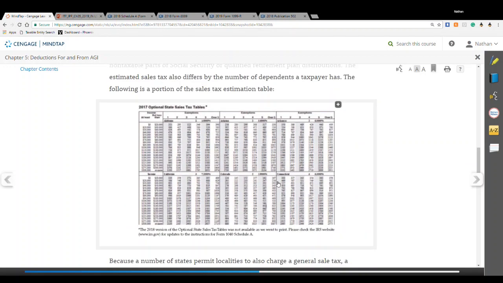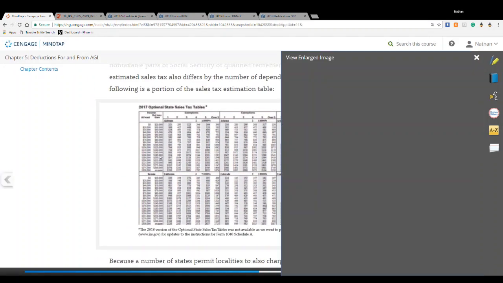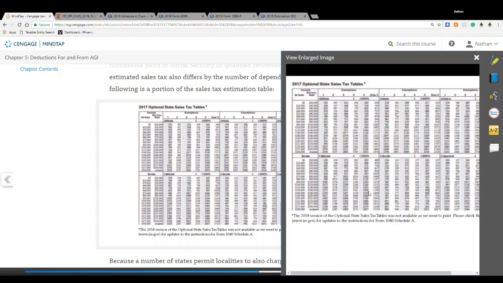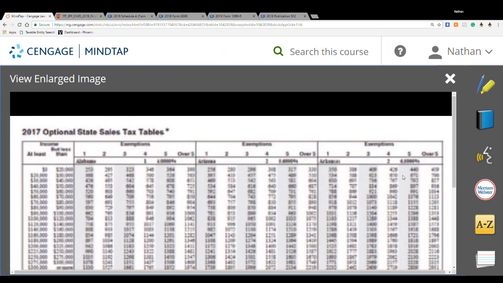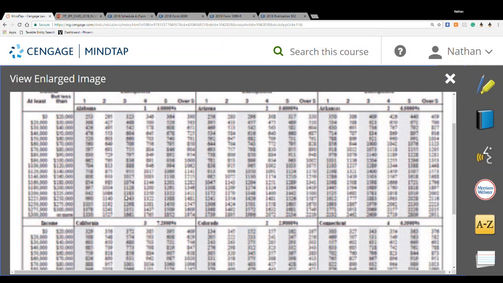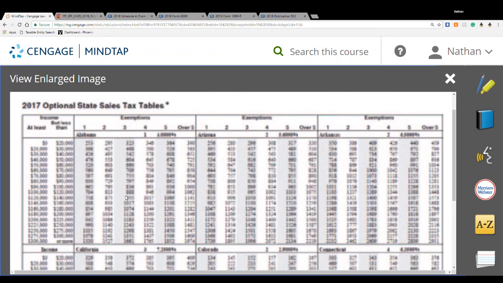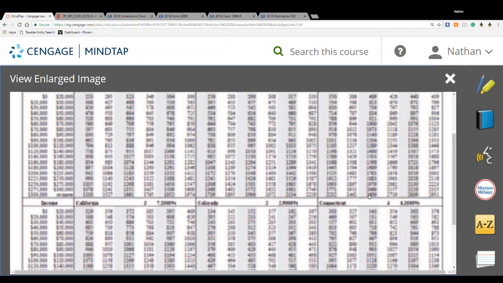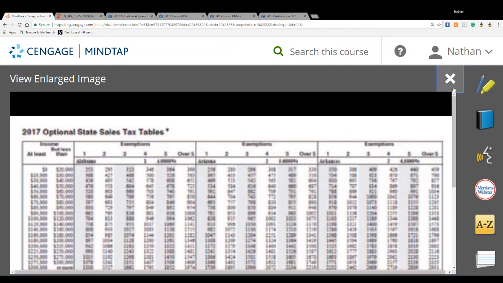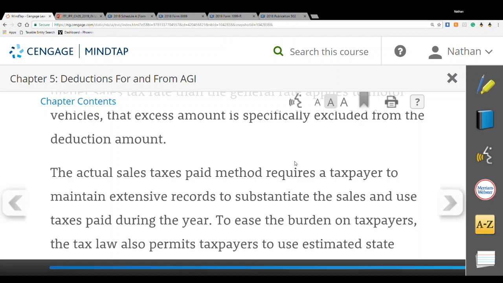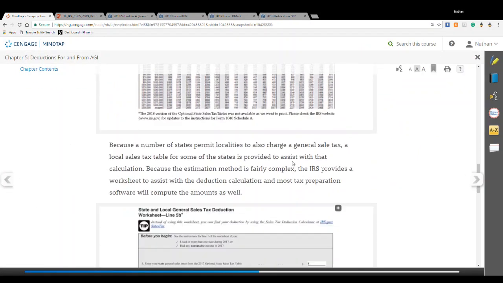Let me see if this blows up a little bit better so y'all can see. No, it doesn't. This looks really cruddy, I'll be honest. So as you can see, even blowing it up, I probably shouldn't have done that. But they actually have optional sales tax tables. Again, this depends on which state. They just did not do that well. So we'll do it the better way.